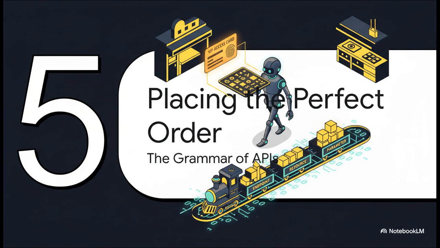Now, for this whole digital waiter system to work, the order has to be perfect. It can't be vague. You can't just tell the waiter, "I want food." You have to specify exactly what you want, how you want it cooked, any extras. The exact same thing is true for machine conversation. The request needs to have a precise grammar and structure.